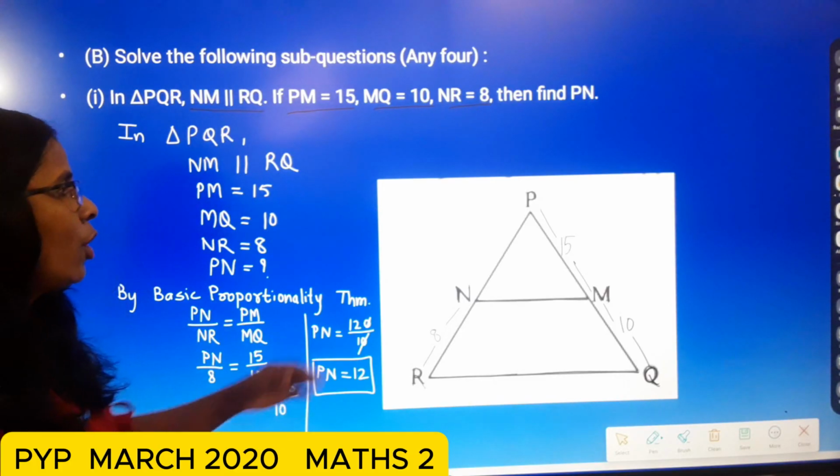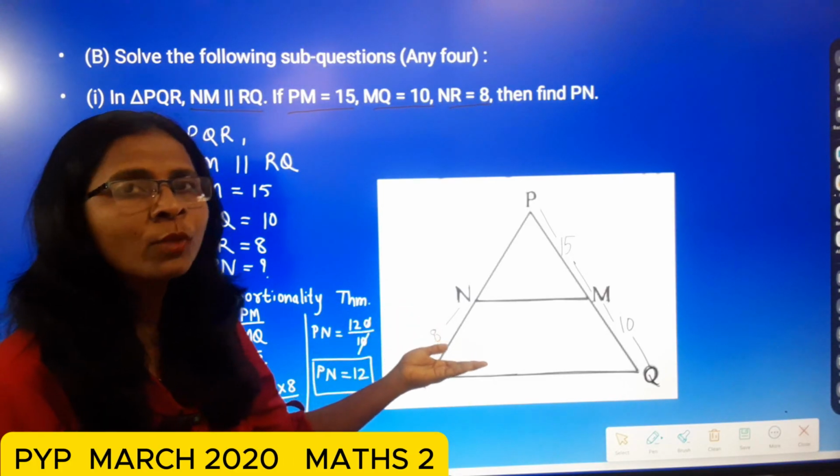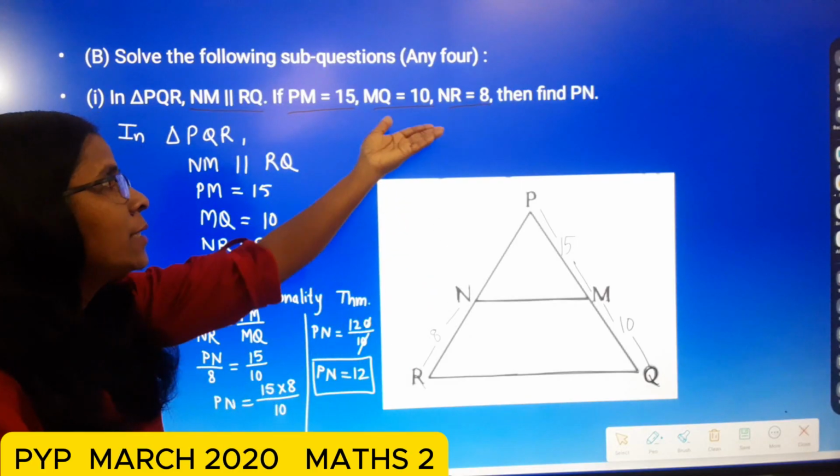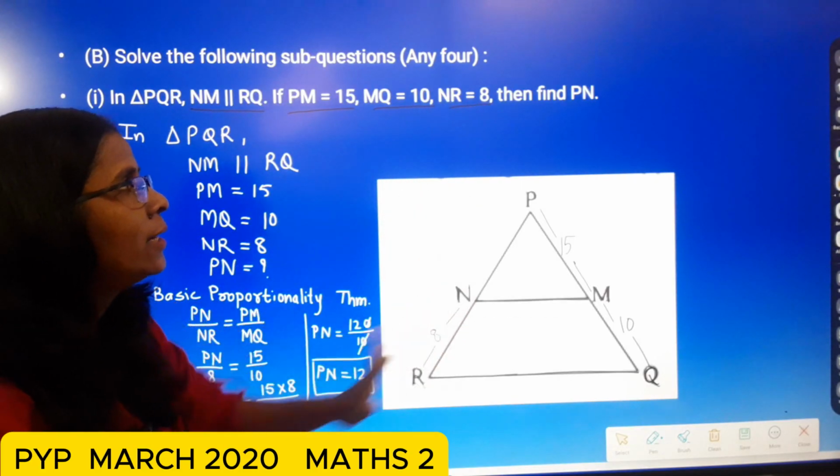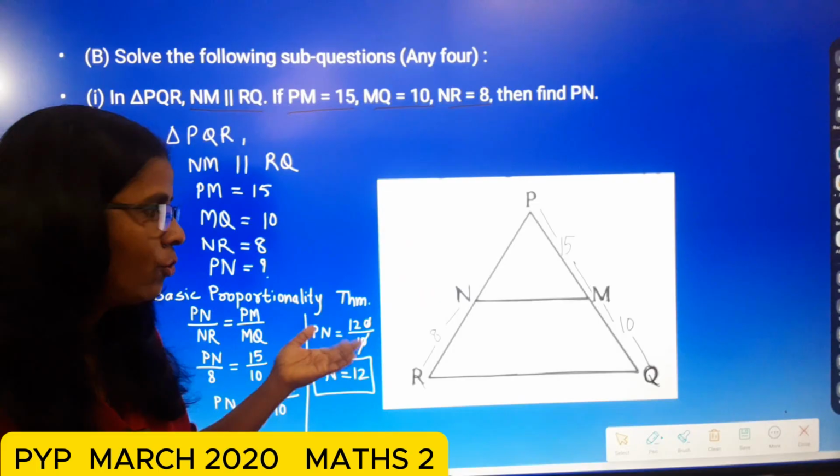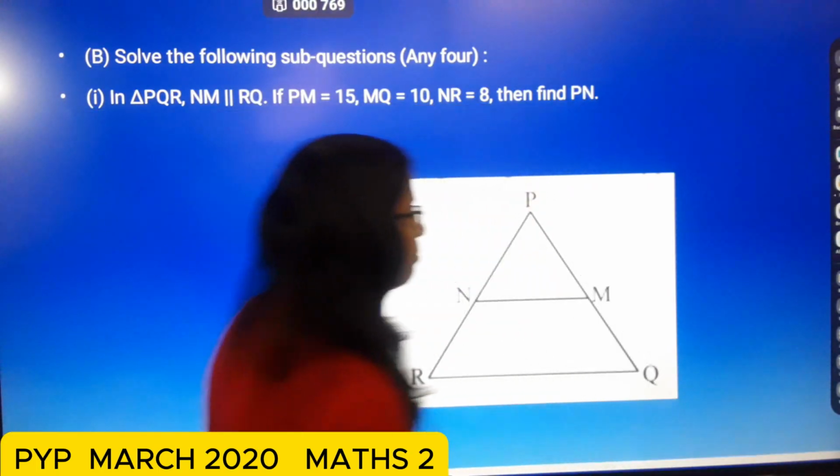Okay, students. So on the basis of the basic proportionality theorem, we can solve this example and find out PN. Okay, now let us see the next example, students.